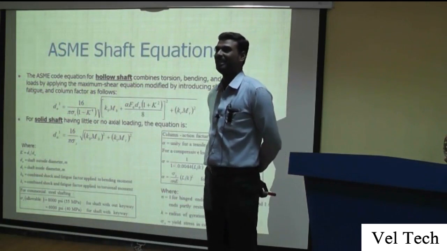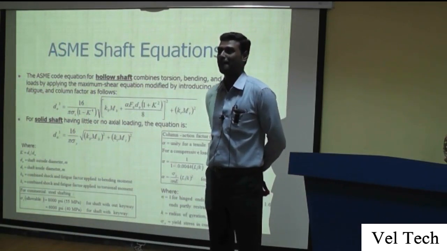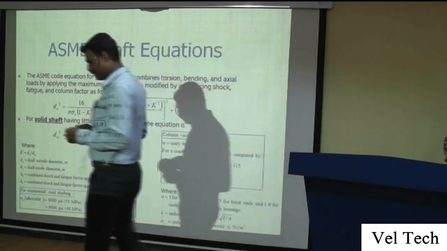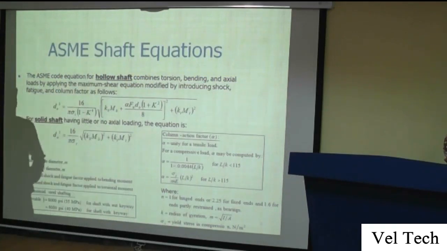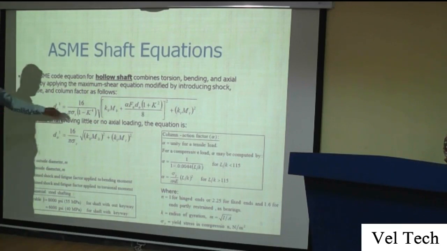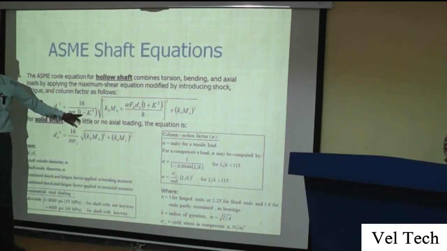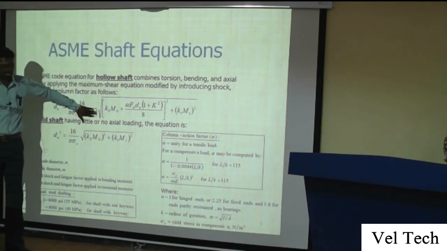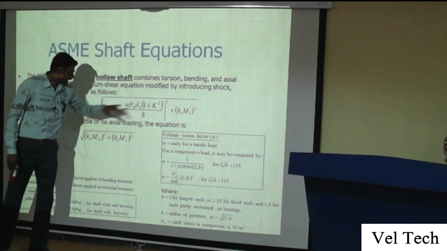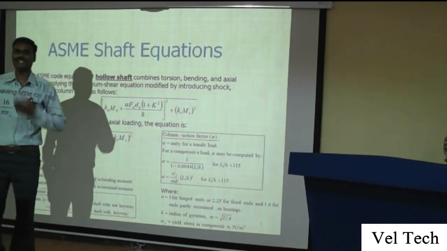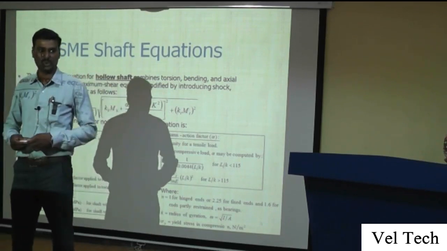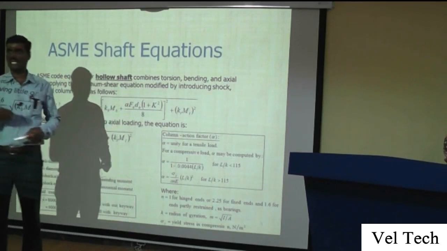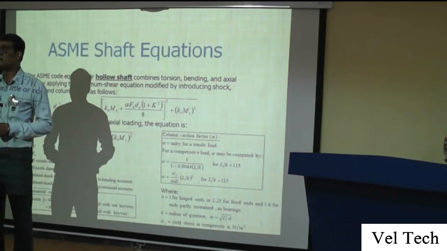A simple thing. So we have the same formula. Only three parameters we are introducing. One is KT and KB, the combined shock and fatigue factors, where the shaft is subjected to fluctuating load. So KT, KB values can be taken from the data book. That depends upon the shaft. It may be a stationary shaft or a revolving shaft. So values are available. The only thing is we have to interpret the question. We have to understand the application of the shaft. Based on that, we have to choose KT and KB values. And the second one is this alpha value, the column factor. The column factor depends upon the L by K ratio. L is the length of the shaft, K is the inner diameter to the outer diameter ratio.